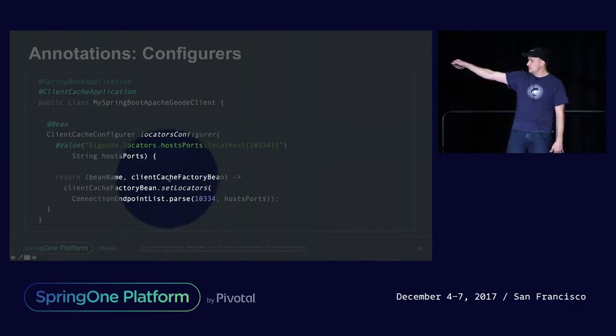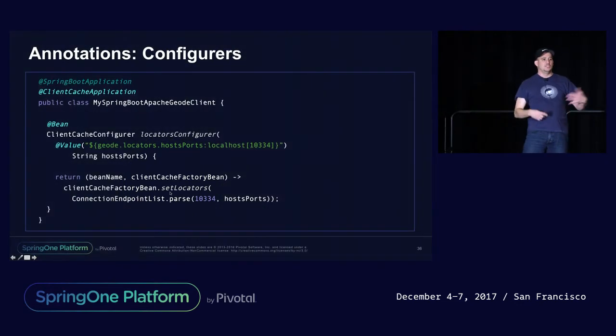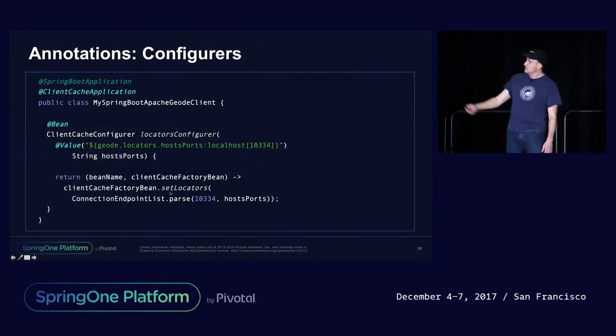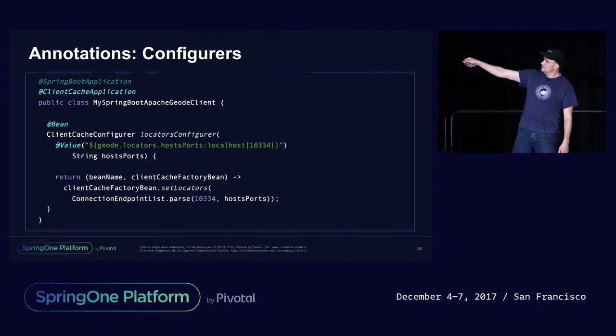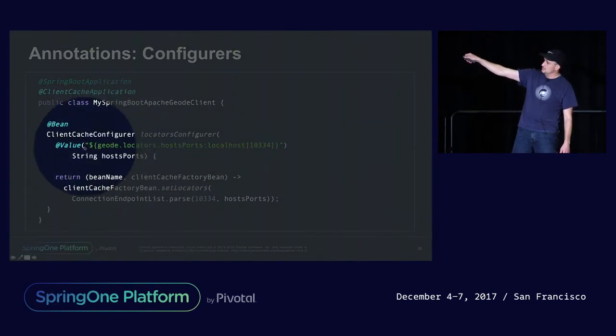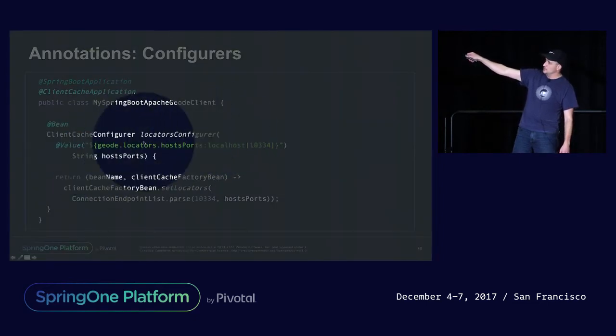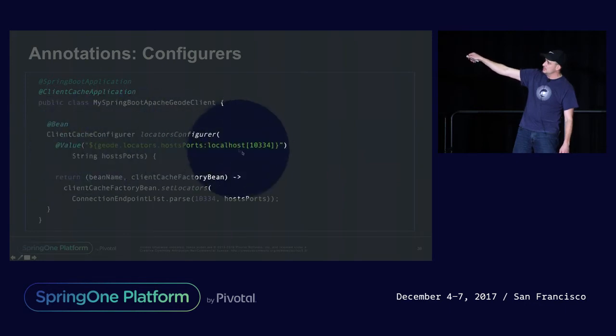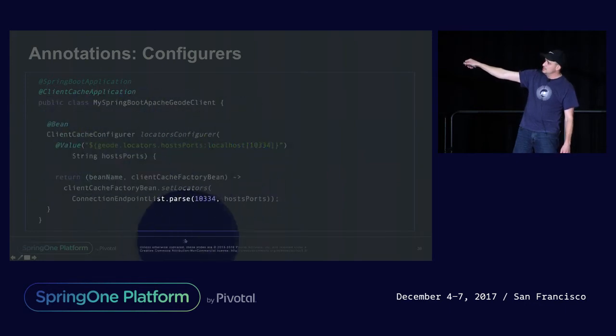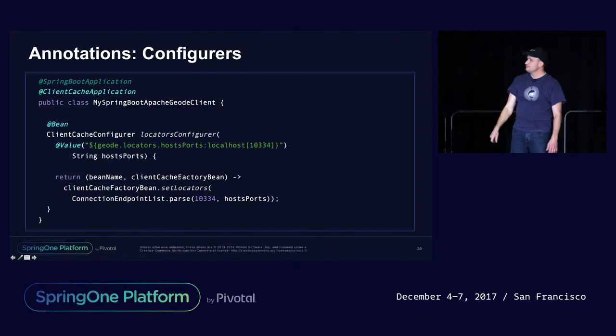And this configurer gives you a reference to that factory bean. So if you need to tweak anything, like ports, you can do that. And you can even take advantage of @Value annotations in this configurer, because it's just a bean definition. That's all it is. It gives you the reference to the factory bean, and you can change your locators and so on.